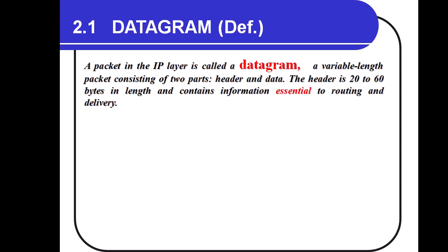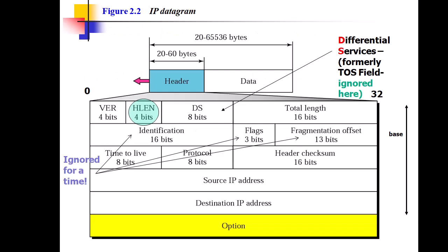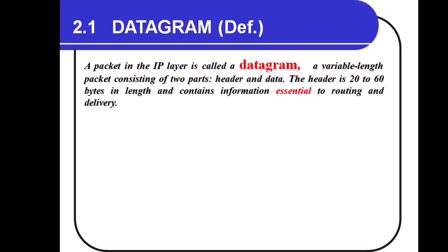So, a packet in the IP layer, as we've already found out, is called a datagram. And a datagram is a variable length packet, consisting of two parts. Firstly, the header, secondly, the data part. And the header is going to be between 20 and 60 bytes in length and contains information essential to routing and delivery.